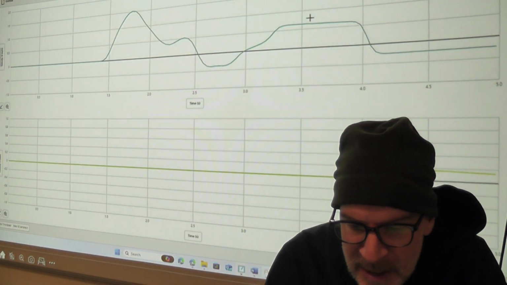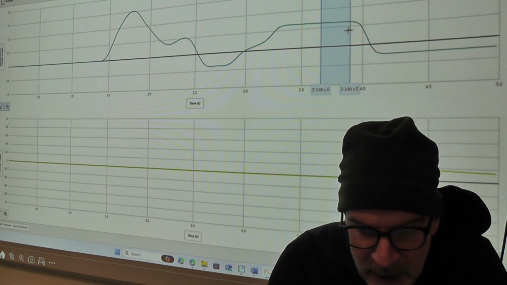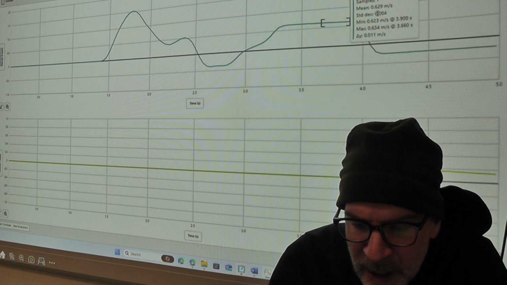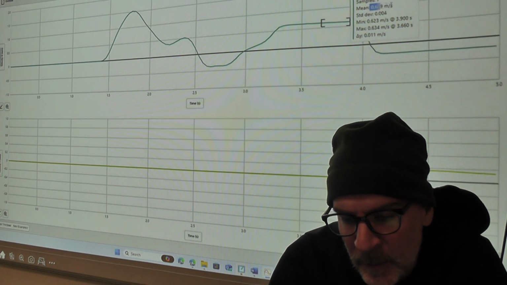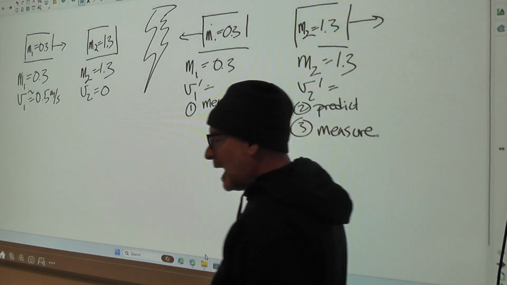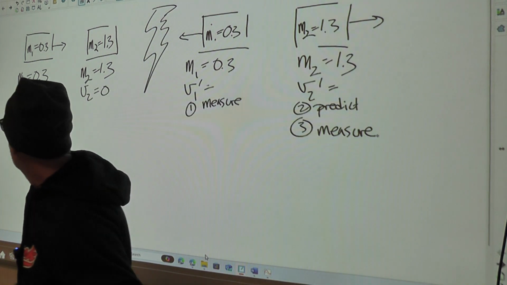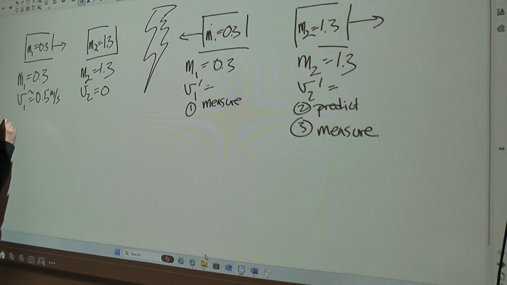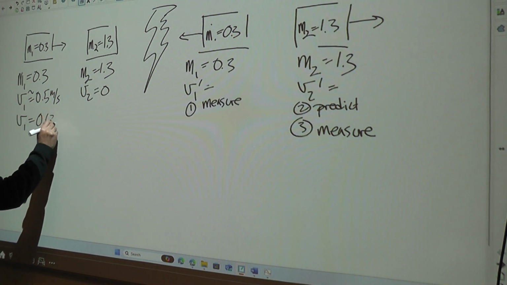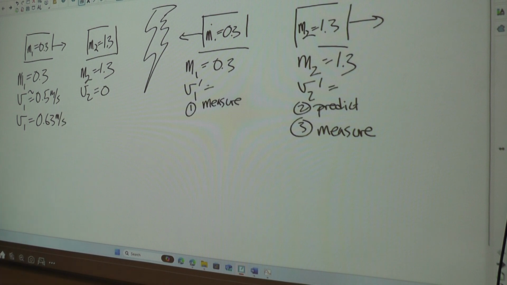So let's look at this. This is going to be more like 0.6 something. 0.63 about meters per second. So when I go back to my data, my target velocity was 0.5. My actual velocity was 0.63 meters per second. You should get closer than this. It might take you several tries, but you'll get it, okay?